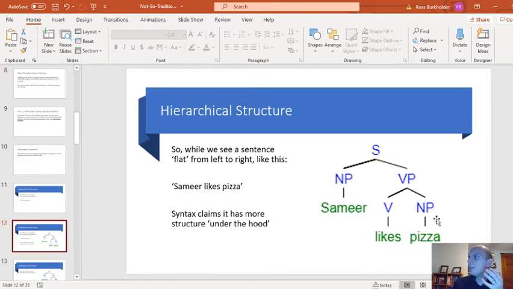You can see that likes pizza here is all under the heading of this VP. VP here stands for verb phrase, because this is a verb here. And NP stands for noun phrase. S for the record stands for sentence. So we can see that this is broken up into two primary subgroupings, NP and VP. VP itself is also broken up into two things, a verb and a noun phrase. So from that flat structure, Samir likes pizza, syntax highlights for us the underlying hierarchical structure.